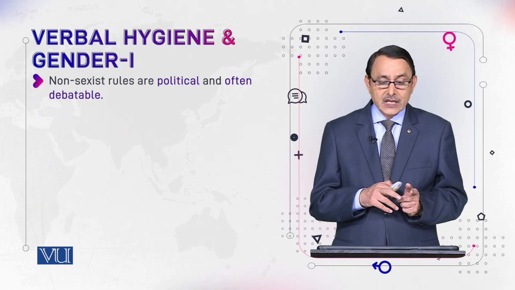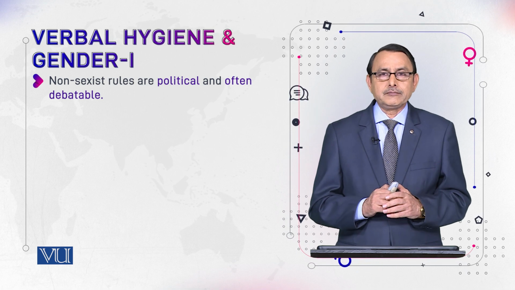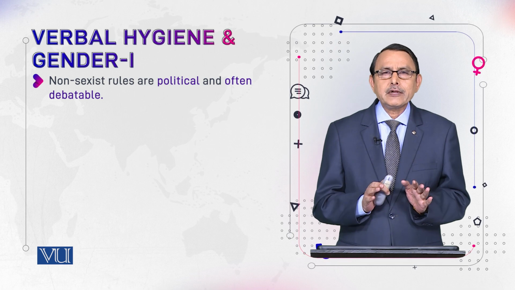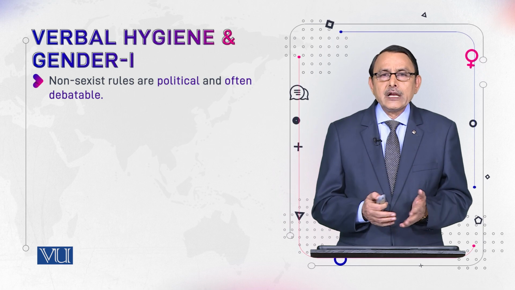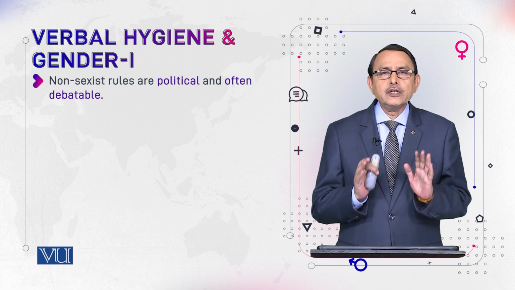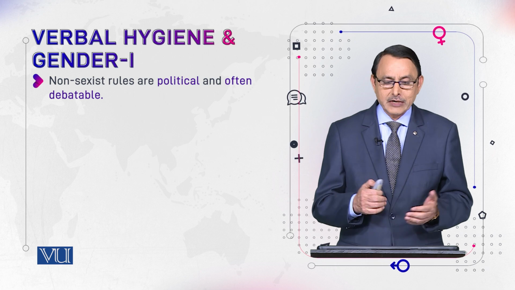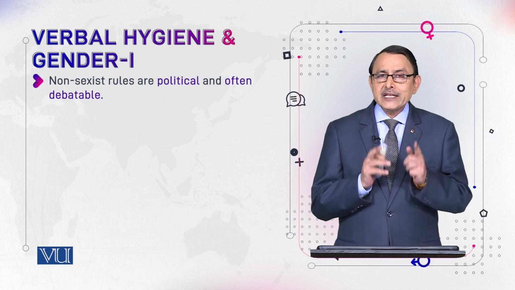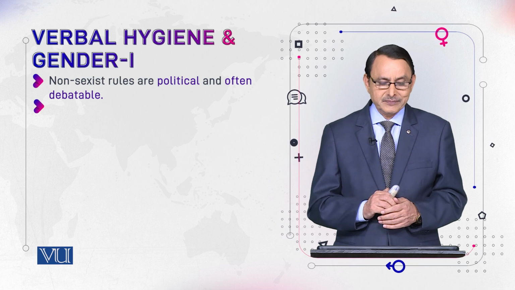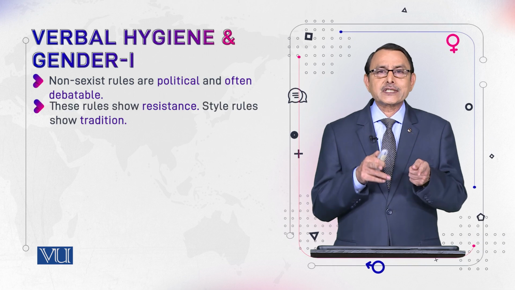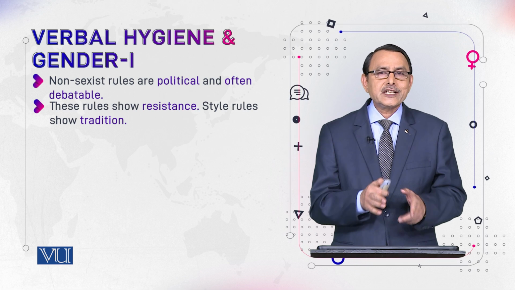Non-sexist rules are political and often debatable. That language should not have any kind of sex bias. So this is called sexism. These rules are called non-sexist rules. They are free from any kind of gender preference or bias. So these rules by nature are political and often controversial, debatable. These rules show resistance. Style rules show tradition. Here lies the difference.